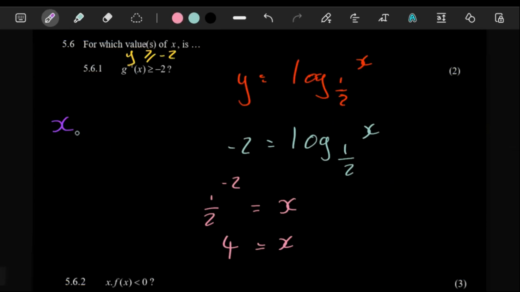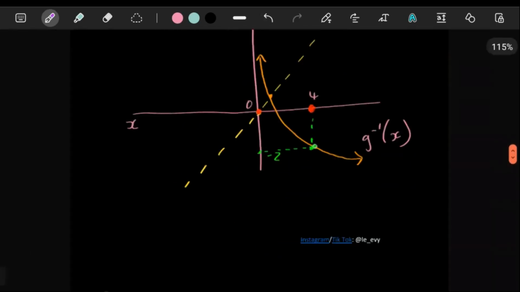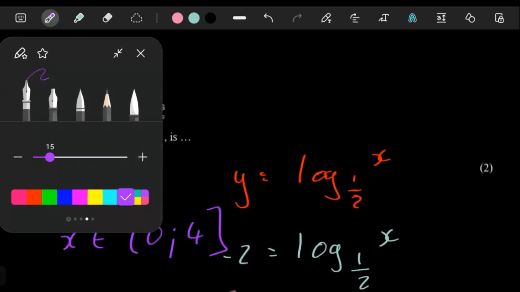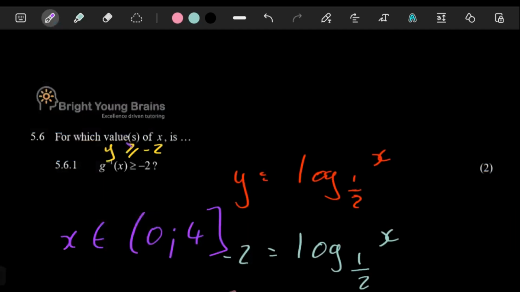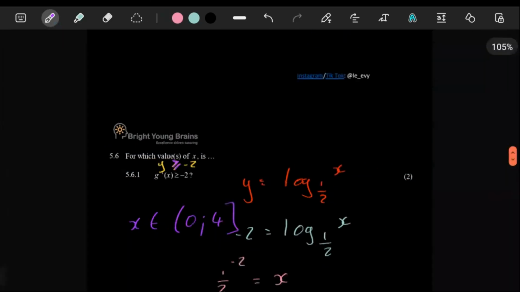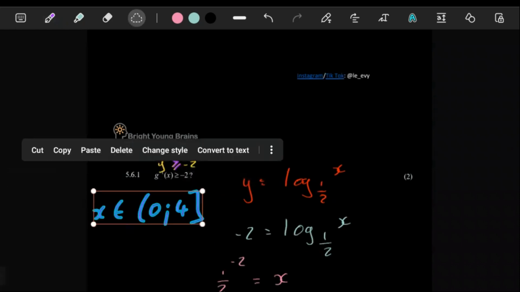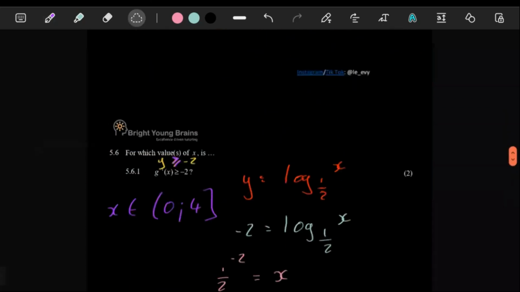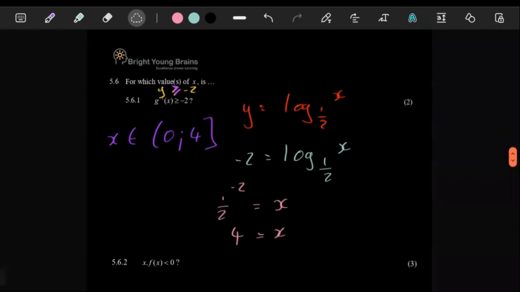So here we can say x is an element of (0; 4]. Here we have to put a square bracket at 4, because specifically at 4, the graph is equal to -2, which is what this question also says. The question wants us to get where is it above -2, or where is it equal to -2. So that's how we answer this question. We have to put the square bracket for the 4. The reason we're putting the round bracket for the 0 is because specifically at 0, the graph will never touch 0. So we're saying between 0 and 4, where 0 is not included, the 4 is included.